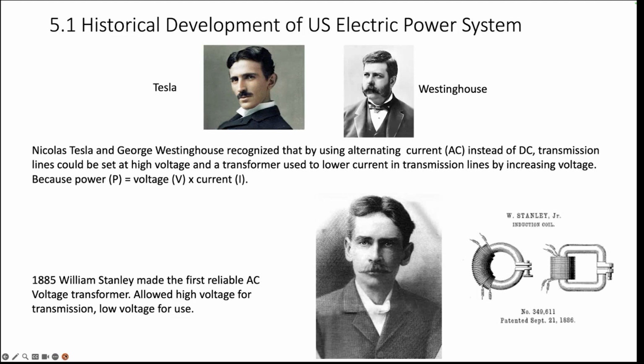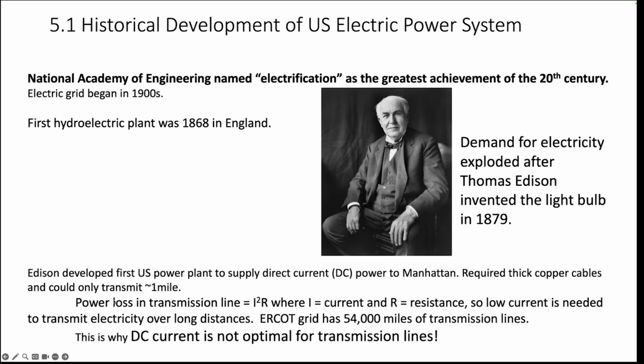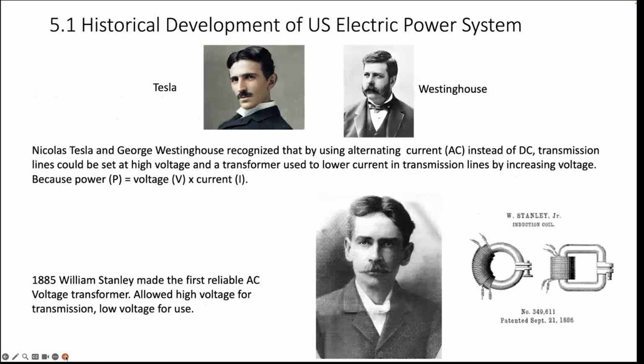Nikola Tesla and George Westinghouse recognized that by using alternating current instead of direct current, the transmission lines could be set at high voltage, and a transformer could be used to lower current in transmission lines by increasing voltage, because power is equal to voltage times current, right? At a given power, you can have low current by having high voltage. And remember, the power loss in transmission lines is the square of the current. If you have lower current, you're going to lose less in transmission lines.